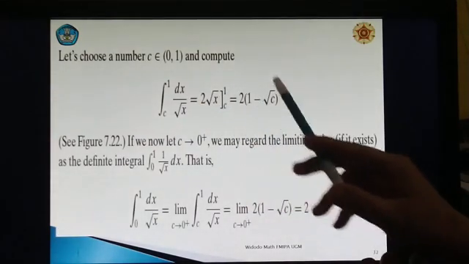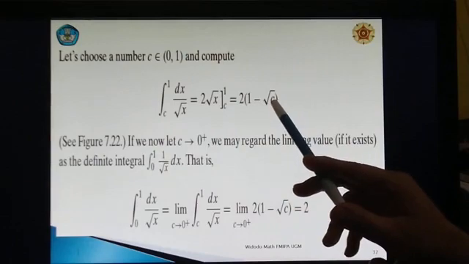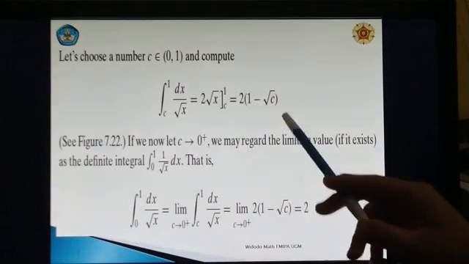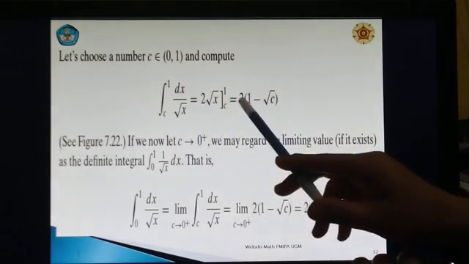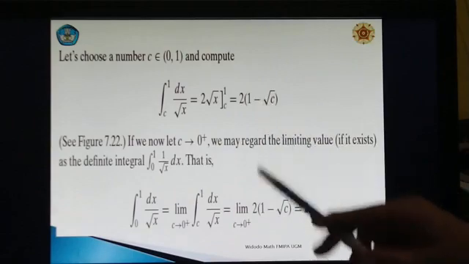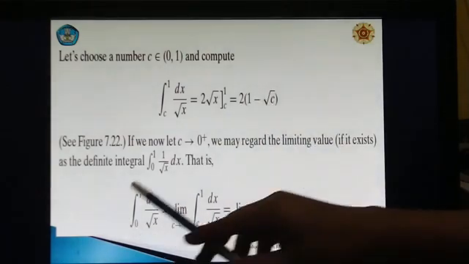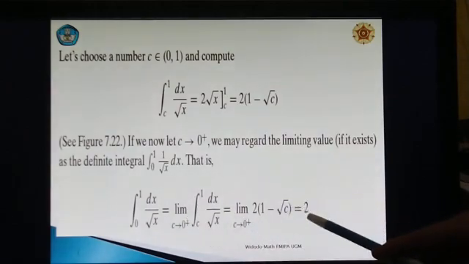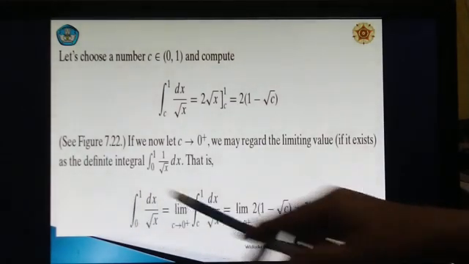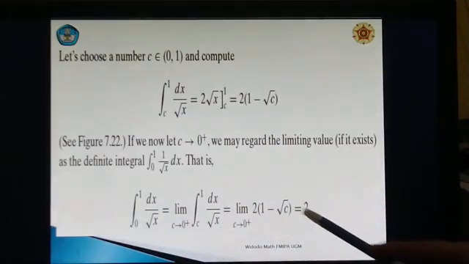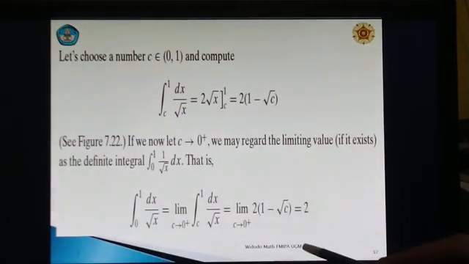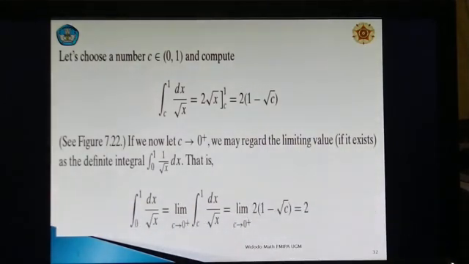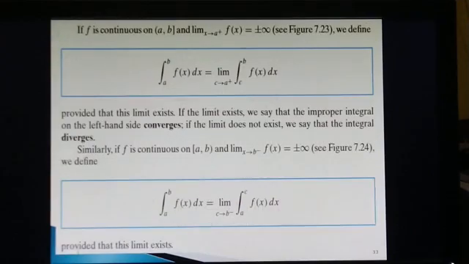Because this is equal to this, and we take the limit c tends to 0, that means the square root of c also tends to 0. So if we take the limit, this is equal to 2 times 1 minus 0, so equal to 2. That means this improper integral is actually, by taking this limit, equal to 2. That means this improper integral is convergent to 2. Later on, we want to define that this improper integral is equal to 2. This is the first example.